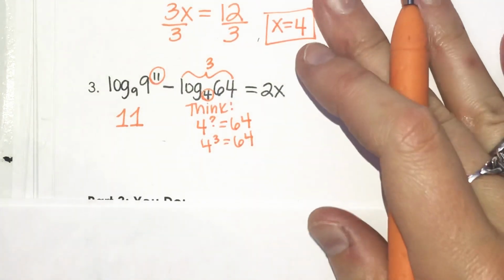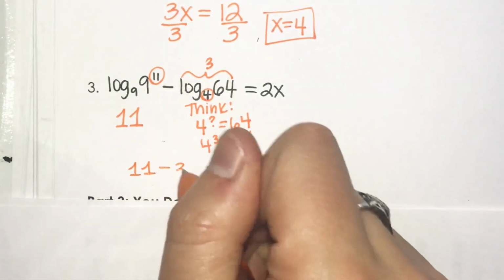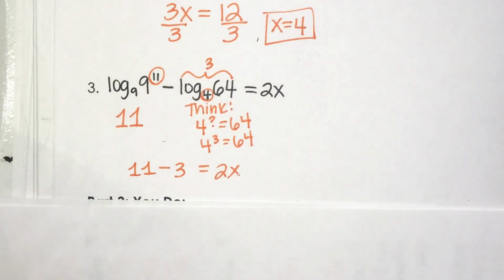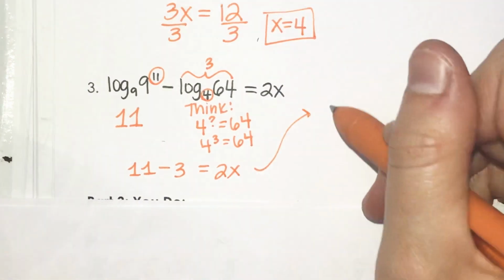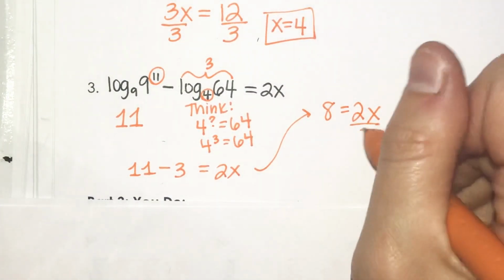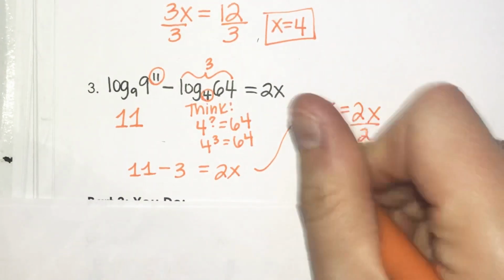So look at this. I've got 11 minus 3 equals 2x, and now it's really easy to solve. 11 minus 3 gives me 8. 8 equals 2x, and to solve for x, I just divide by 2. Divide by 2, and I get x equals 4.